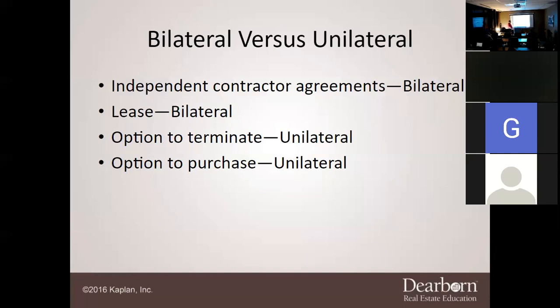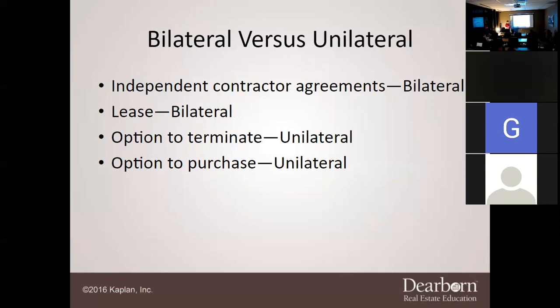Now, with that being said, if you want to put notes to it, bi means two. So put bi equals two. And instead of uni, you can put uno. What's uno in Spanish? One. So in that situation, we have bi, meaning two promises, uno or uni, meaning one.